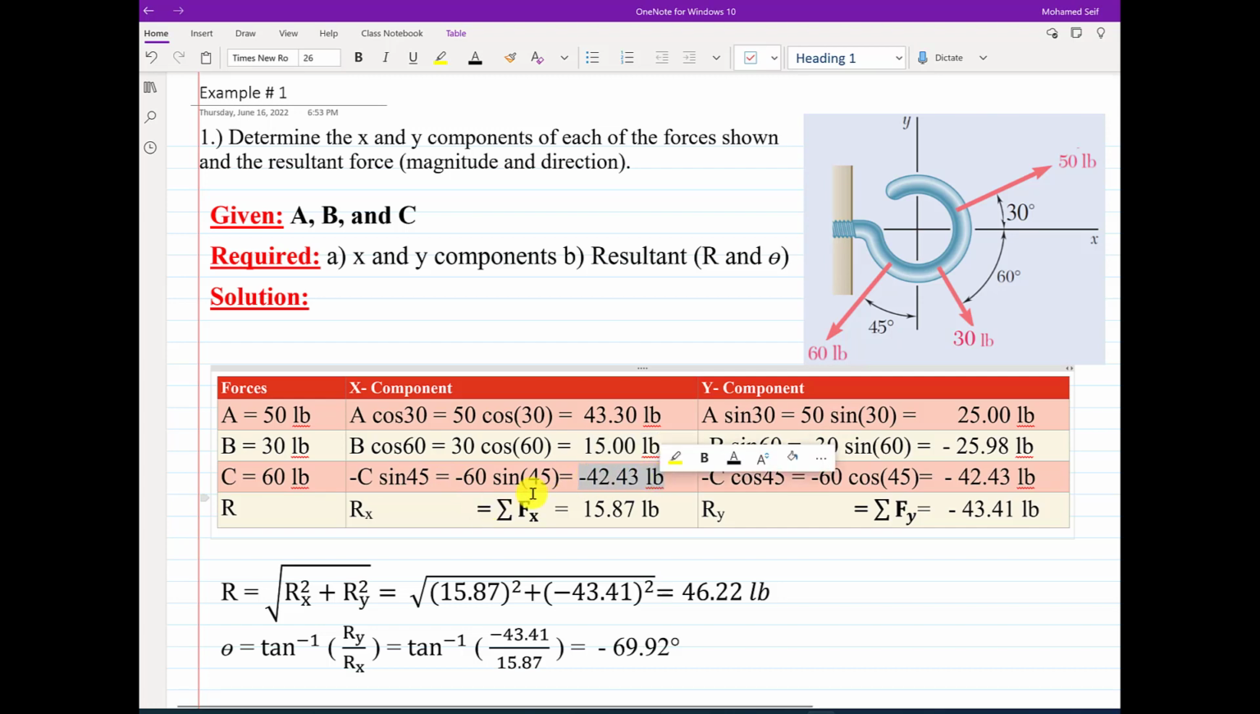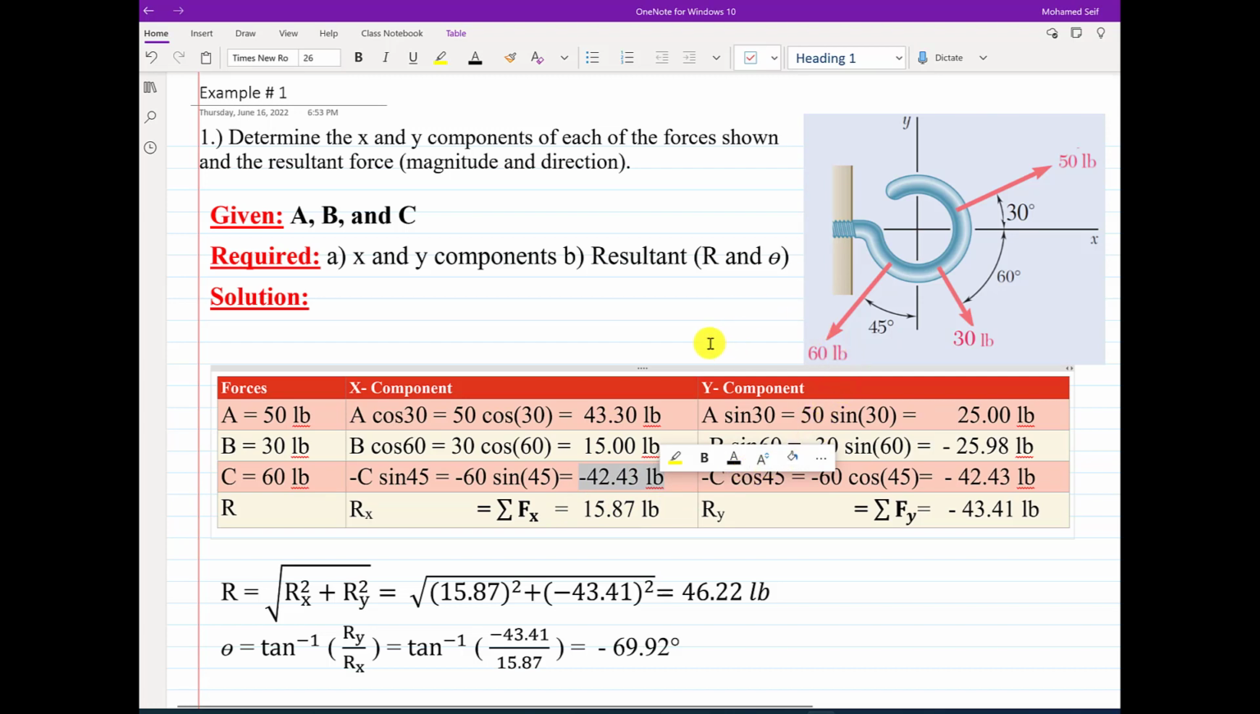And then the summation of the x components, you add them to get the Rx. So Rx will be equal to what? All the summation of the x components, so 43.3 plus 15 plus minus 42.43. So you get at the end 15.87 pound.